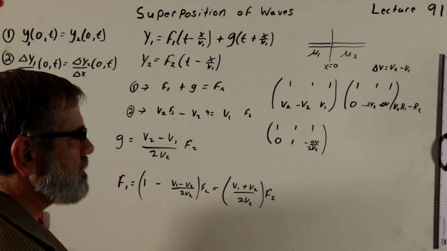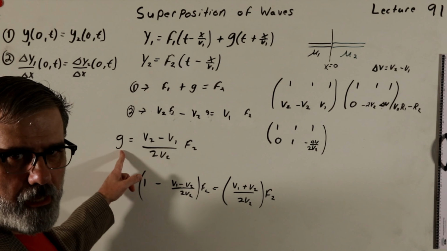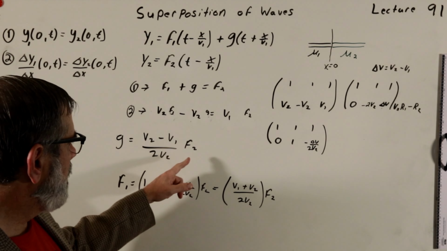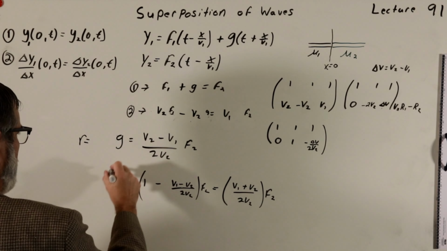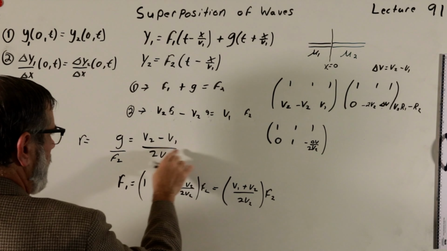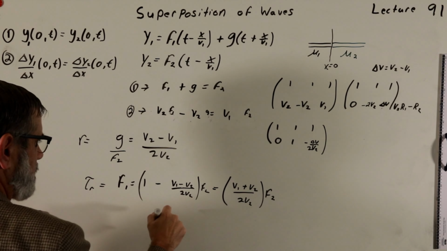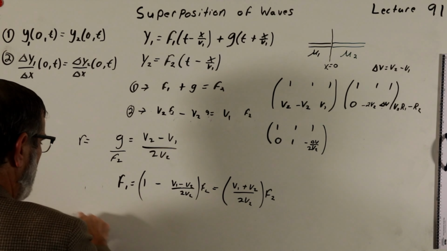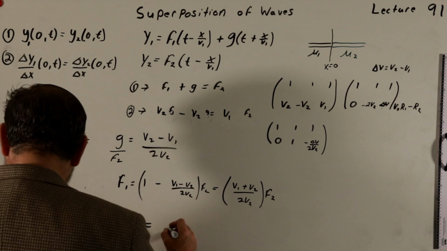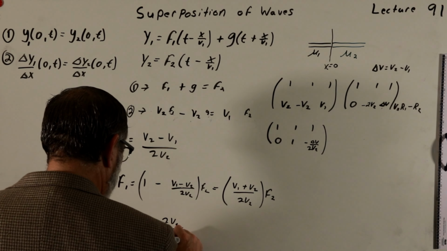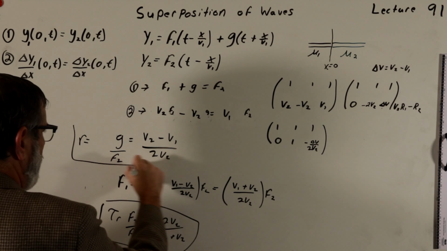And the definition of these reflection coefficients, right? What is the reflection coefficient? It's the ratio of the amplitude of G divided by the amplitude of F2. So reflection is equal to G over F2, so just divide by F2. And the transmission, which we'll call TR, is actually going to be inverted, so that's a little harder to do. The transmission coefficient will be F2 divided by F1. That will be equal to 2V2 over V1 plus V2. And so there's our transmission coefficient, there's our reflection coefficient.